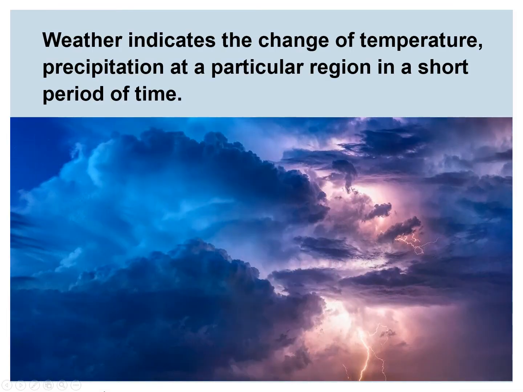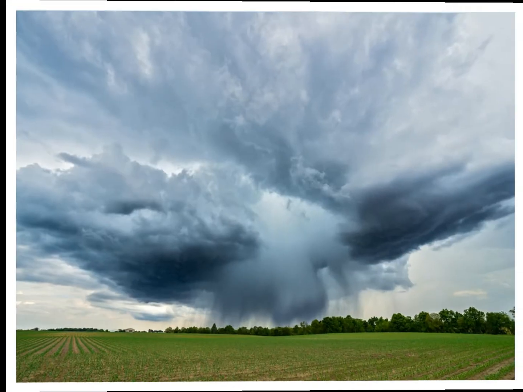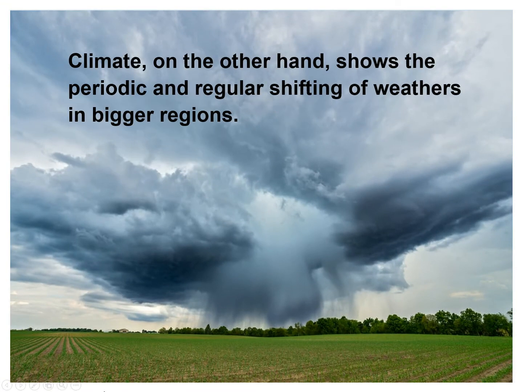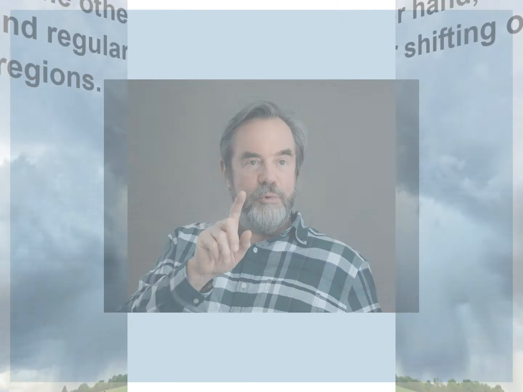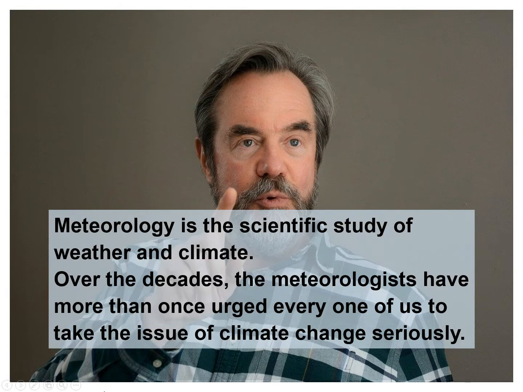Weather indicates the change of temperature and precipitation at a particular region in a short period of time. Climate, on the other hand, shows the periodic and regular shifting of weathers in bigger regions. Meteorology is the scientific study of weather and climate.